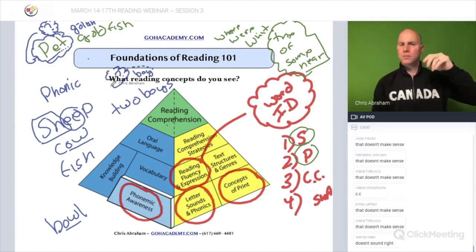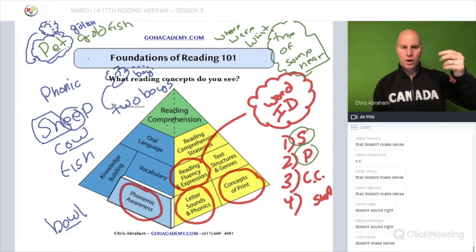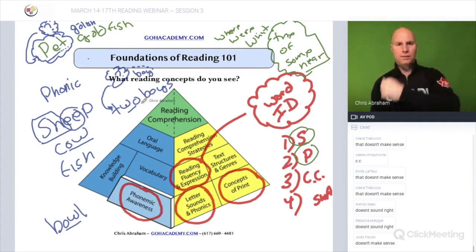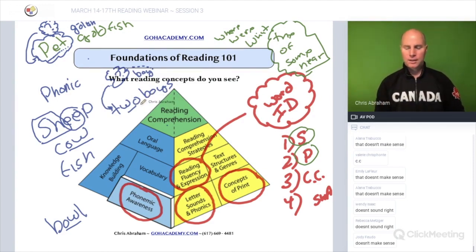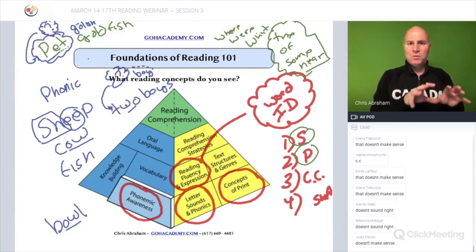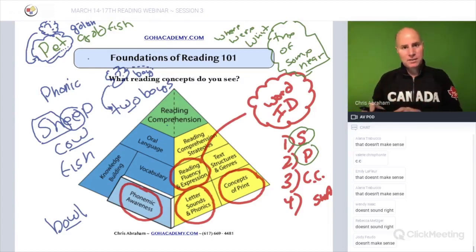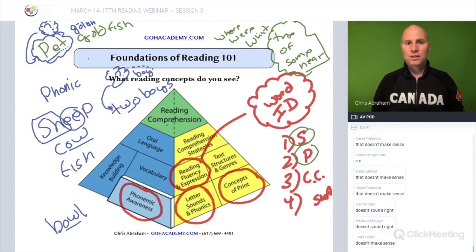And then they go look for some sort of grammatical clue. Oh, it's two. So the boy has to be plural. So semantic clues are things that help you select a word that makes sense. Syntactical context clues are clues that help you self-correct a grammatical mistake. Does that make sense?